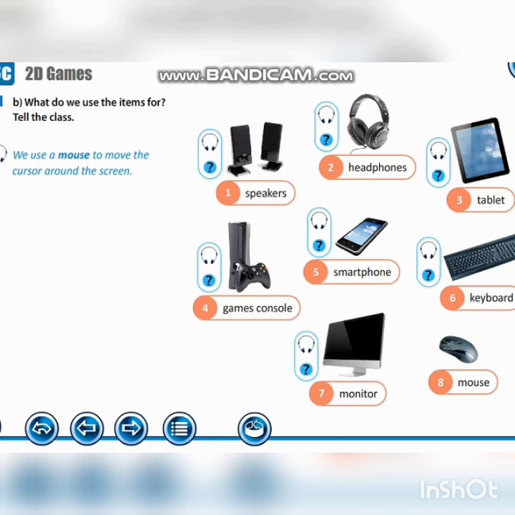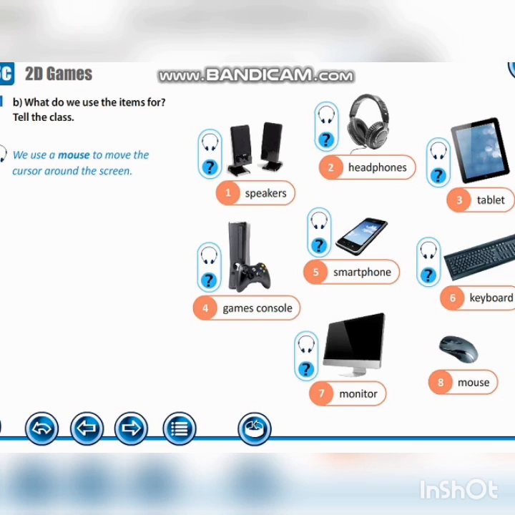Exercise 1b. What do we use the items for? For example, we use a mouse to move the cursor around the screen. Okay, the speakers and the headphones. We use speakers and headphones to listen to sound through the computer. Very good. The tablet. We use a tablet as a portable computer.